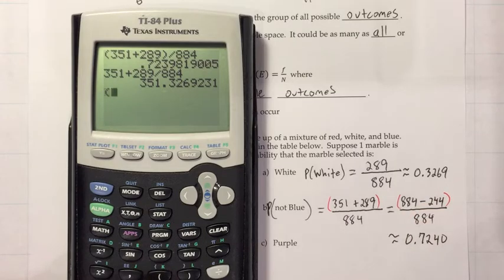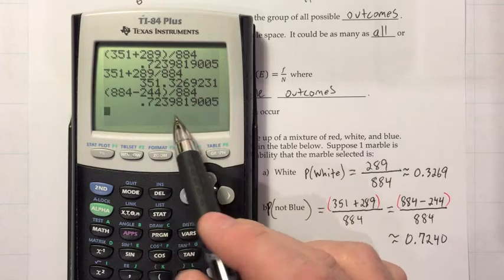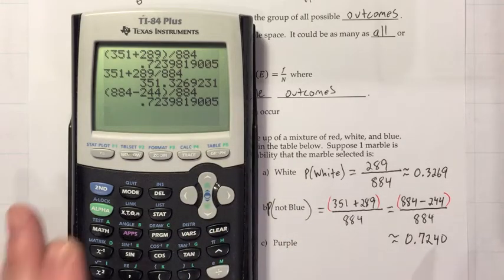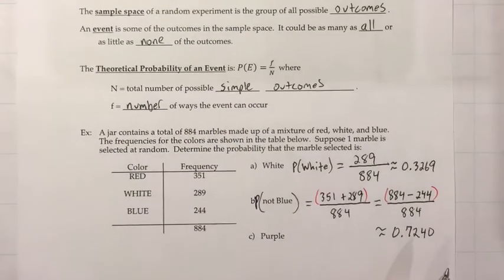And let me just show you that the other way works too. 884 minus 244 divided by 884, exact same answer that we got up there, 0.7240 with rounding. All right, let's move on to the last one.